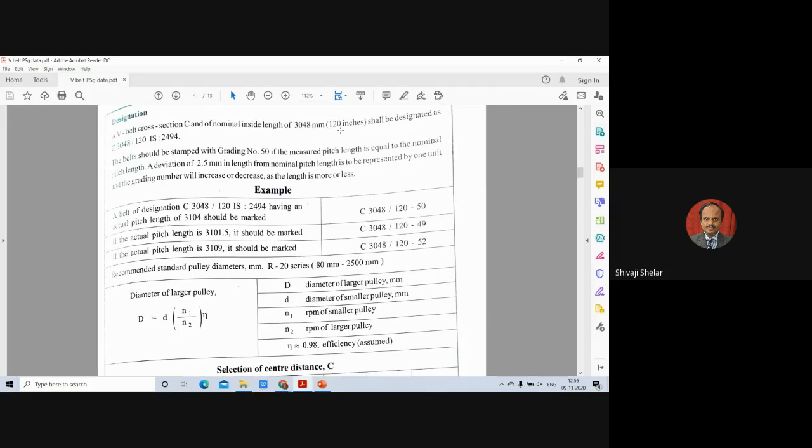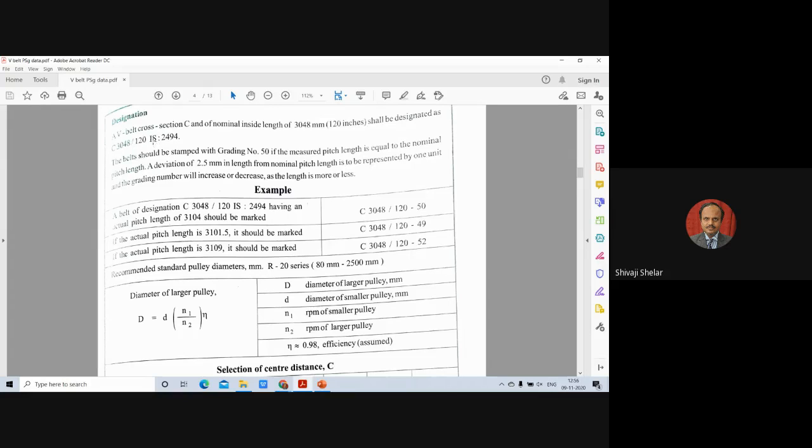If you are using the metric system, then it is 120E. The designation of that belt is: the first letter is your section, the type of section, C. Then there is your pitch length, the nominal inside length. Nominal inside length is 3048, or if it is mentioned in metric, then it is 120. Either of these values will be mentioned.